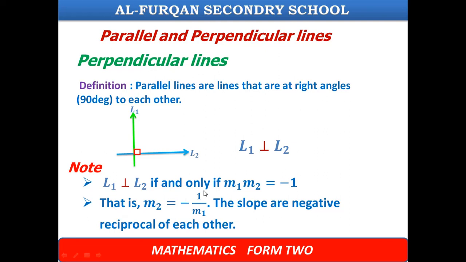Gradient M2 is minus one divided by M1, so M1 is equal to minus one divided by M2. Why reciprocal? What is reciprocal? The slopes are negative reciprocals of each other.